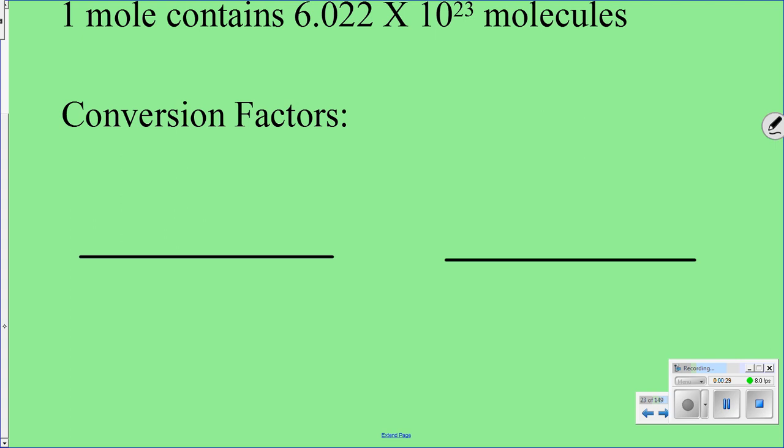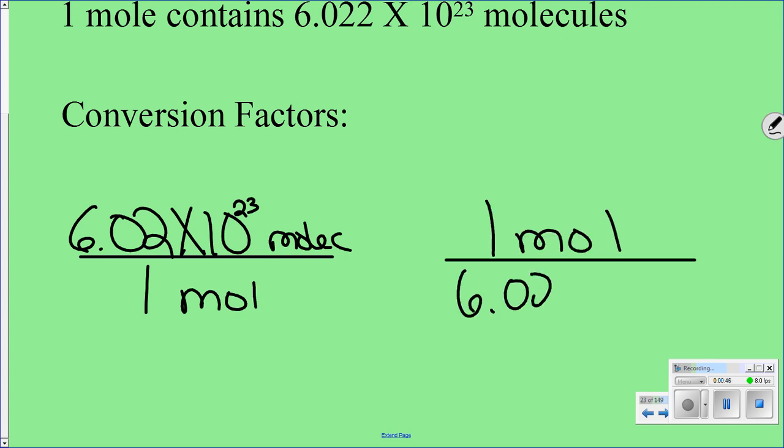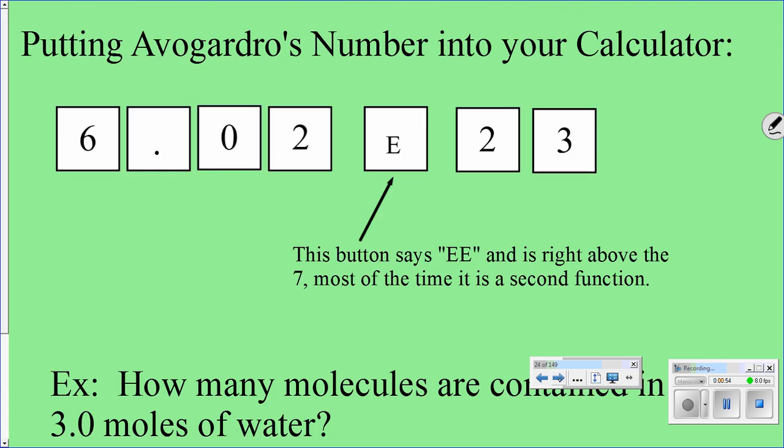So there are two potential conversion factors here. You could say that there's 6.02 times 10 to the 23rd molecules, and actually that could be molecules or atoms, it just means particles, in 1 mole. Or you could also say that 1 mole contains 6.02 times 10 to the 23rd molecules. So you can write either one on top, depending on what you need in your problem.